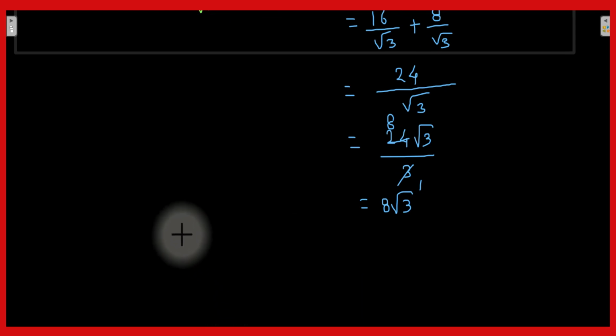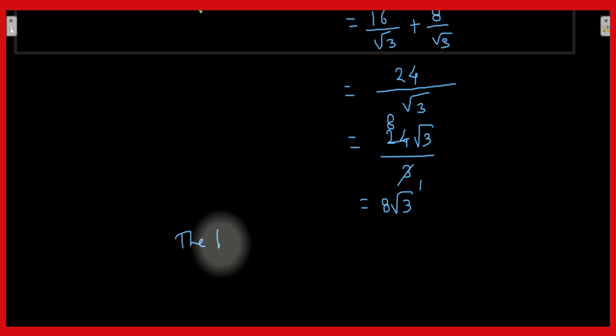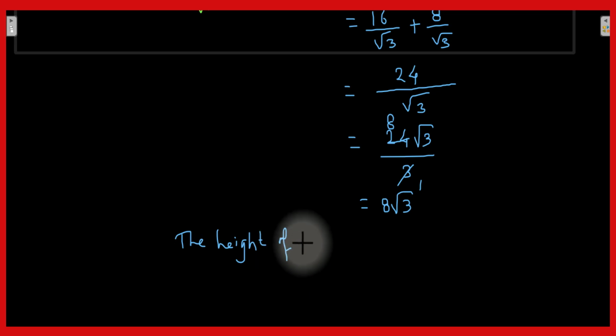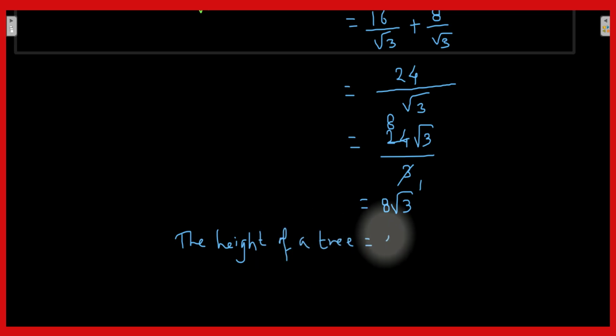Therefore, the height of the tree is equal to 8 root 3 meters. You can put the value of root 3 as 1.73 and multiply, and you can find the approximate answer. So here the height of the tree is 8 root 3 meters.